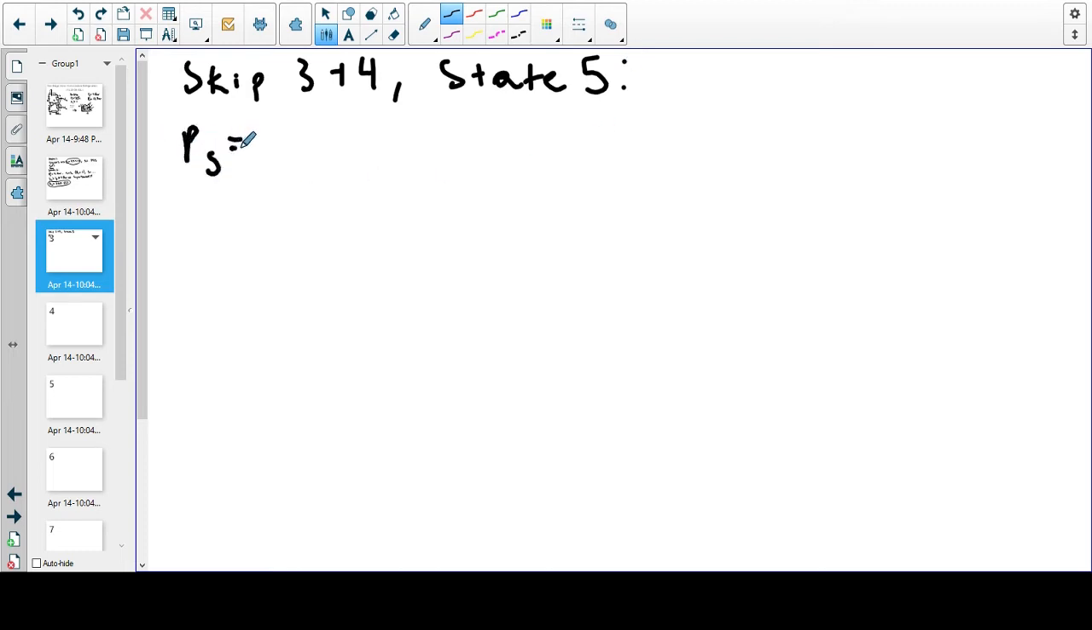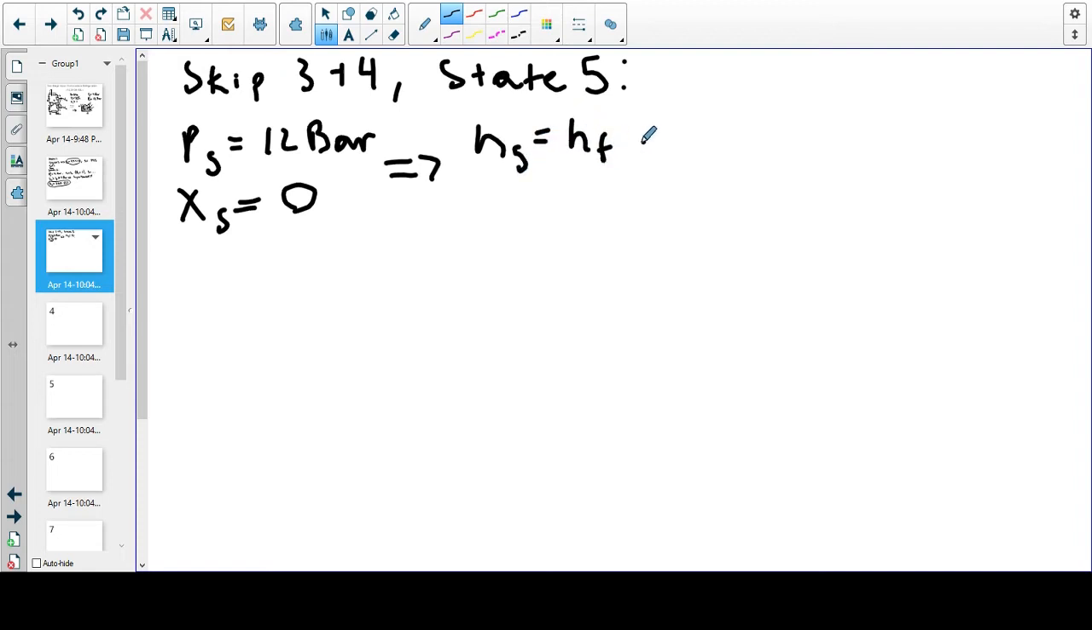Well, we know that pressure 5 is the maximum pressure in the cycle, which is 12 bar. And if I recall correctly, let me check my handy dandy sheet. Yep. X5 is equal to 0, which means we are assuming it comes in as a saturated liquid, all liquid, which means H5 is just equal to Hf at pressure 5, which is 12 bar. So you go to the 12 bar saturated table for 134a, and you will find Hf to be equal to 115.76.